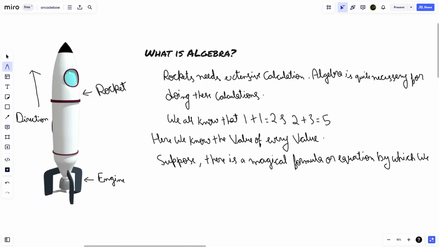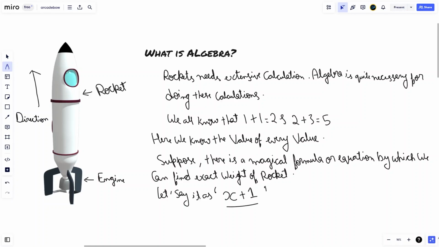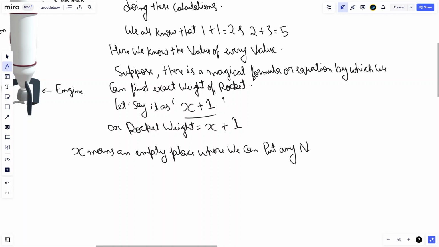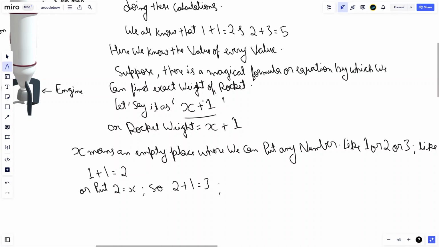But suppose there comes a situation where we don't know certain values, because there are different kinds of rockets and each rocket has a different weight. So if we take weight, let's call it x. x simply means a value which we don't know, and the rocket weight can be written as rocket weight equals x, the value which we don't know, plus 1. So it's just a formula. In place of x you can write 1, 2 or 3, anything you want.